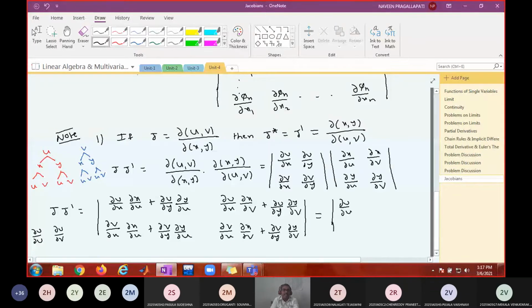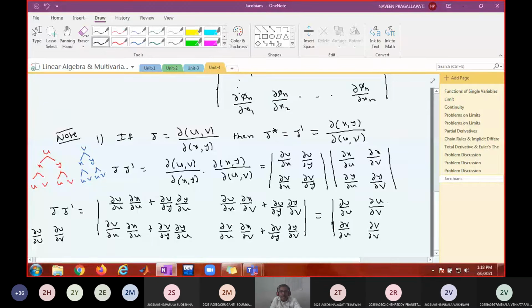Now can you identify the next one? ∂u/∂x into ∂x/∂v plus ∂u/∂y into ∂y/∂v. This expression is nothing but ∂u/∂v. So can you tell me the remaining two? What would be the next expression? This is going to be ∂v/∂u. The last one is going to be ∂v/∂v.